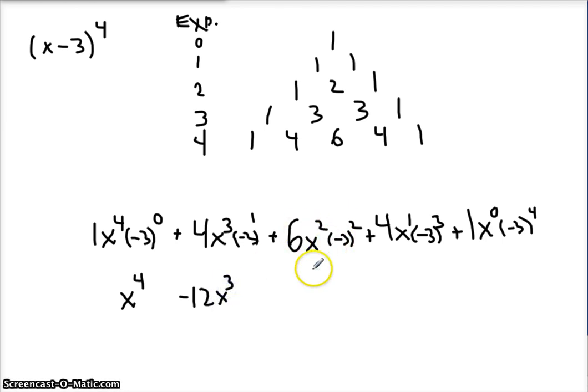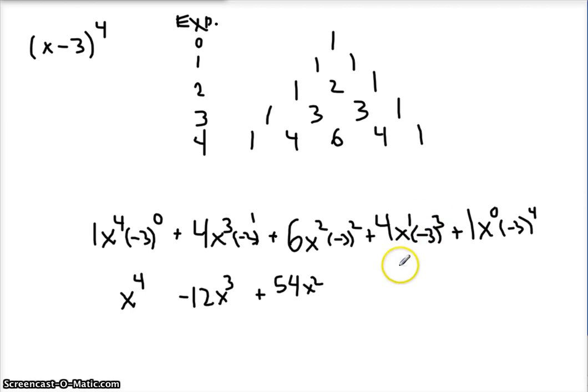Now let's move on to this one. All right, so now I have negative 3 to the 2. Well, negative 3 to the 2 power is just the same as negative 3 times negative 3, and that is a positive 9. And we know that 9 times 6 is going to be 54. And we still have our x squared. So what we have here is a positive 54x squared. All right, almost there.